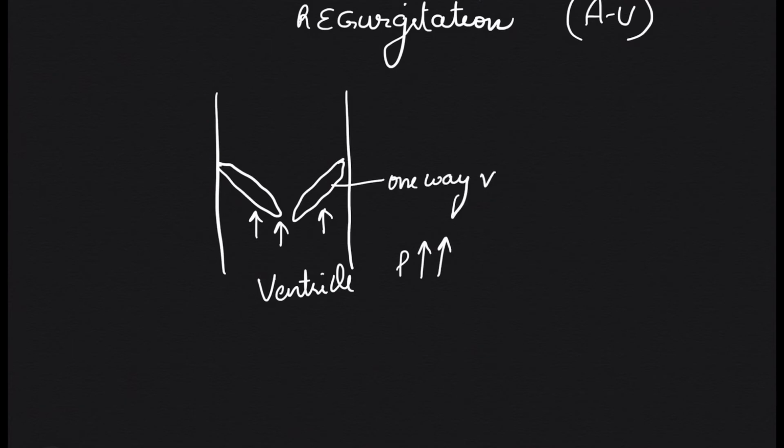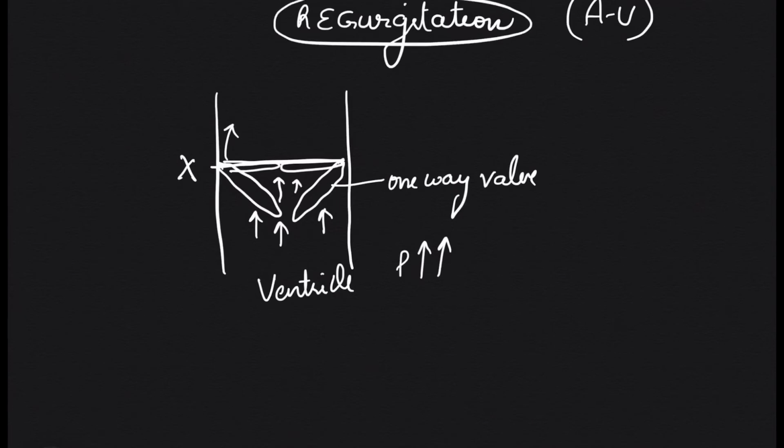This valve is actually a one-way valve, so it cannot let the blood go back to the atrium. It closes, producing a seal so that there is no backflow of blood from the ventricle to the atria. The blood cannot flow back to the atria. This is the main reason for closing of the AV valve.